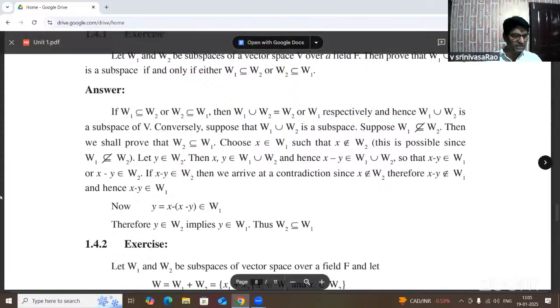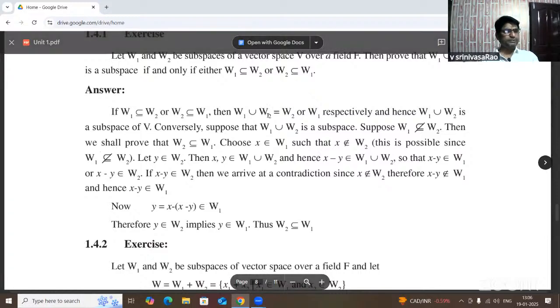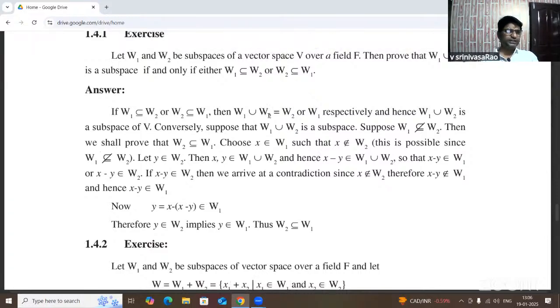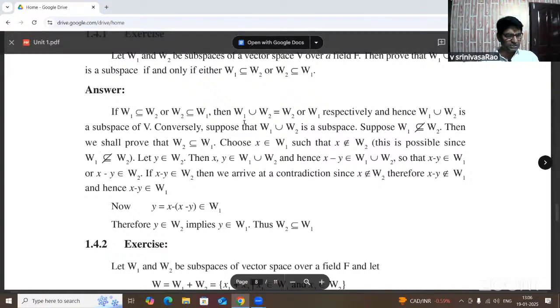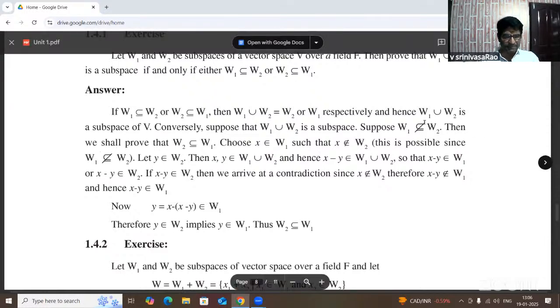Okay. Now, just see the proof here. W1 contained or equal to W2 or W2 contained or equal to W1. First of all, you have to take this one. Then we must prove that the union of the subspaces means W1 union W2. We are taking any two subspaces here. W1, W2 be any two subspaces. Then their union is equivalent to either W2 or W1 respectively, because the union of the subspaces is represented as W1 union W2. It is also a subspace of V.